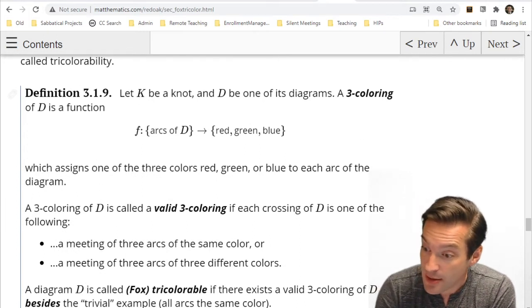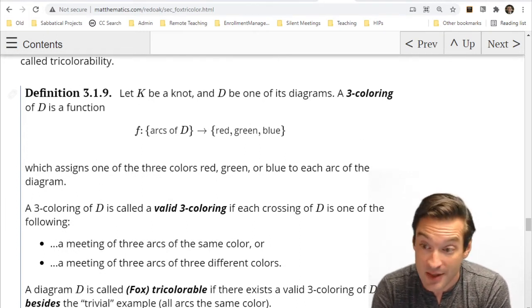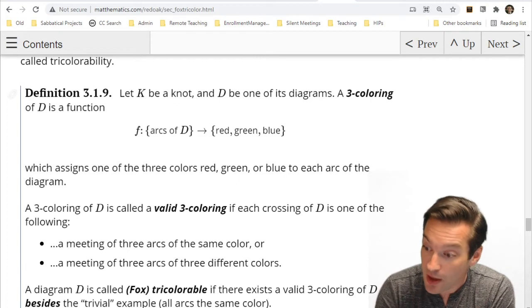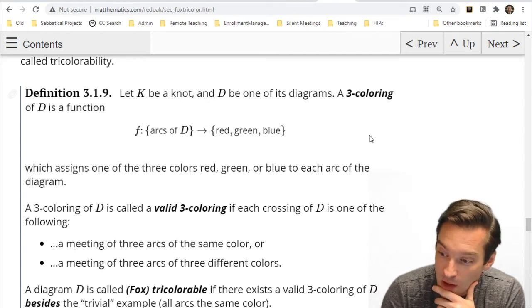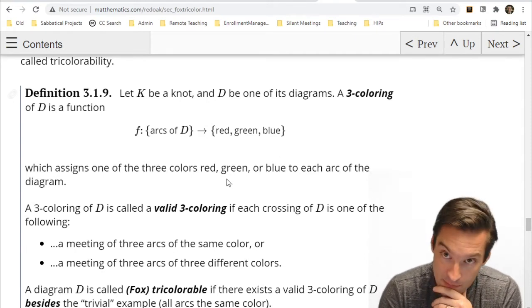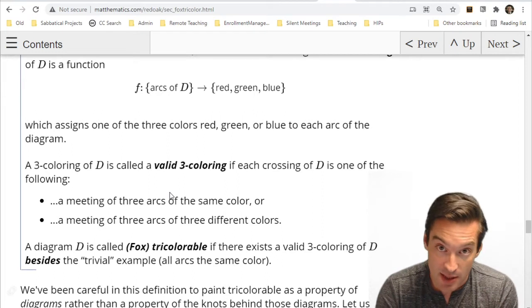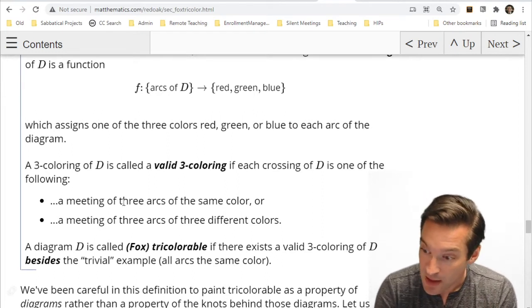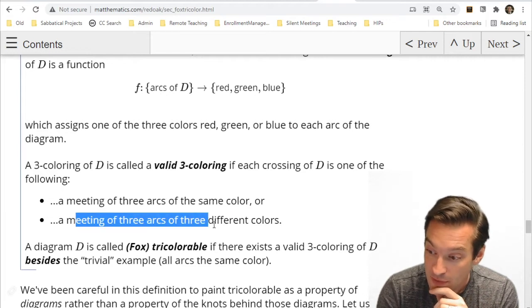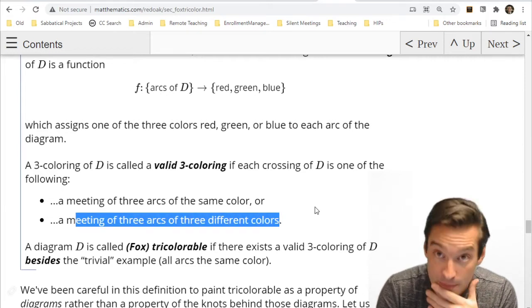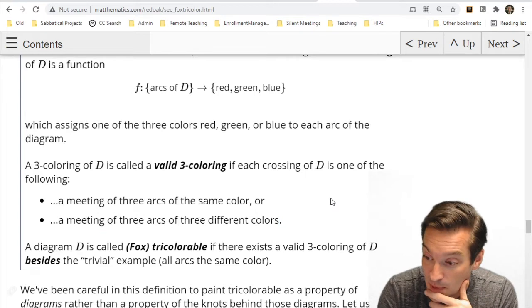So what we say is a 3 coloring of a knot diagram is a way of assigning to each one of the arcs in my diagram one of 3 distinct colors. Maybe we'll think of them as red, green, and blue. And we call that coloring a valid coloring if every crossing in my colored diagram either is a meeting of 3 arcs having the same color or is a meeting of 3 arcs all of which have different colors. So we'll get some practice with what this means in a minute.